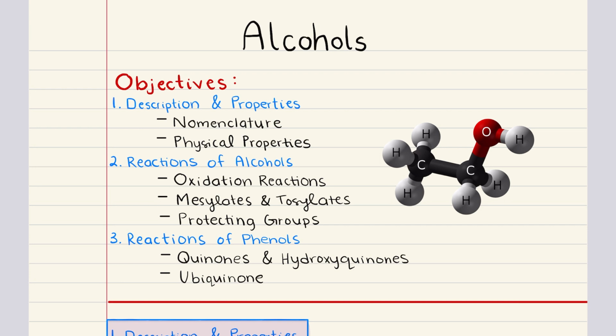Today, we're going to cover Chapter 5 for our MCAT Organic Chemistry playlist, and this chapter is titled Alcohols. In this chapter, we're going to cover the following objectives.